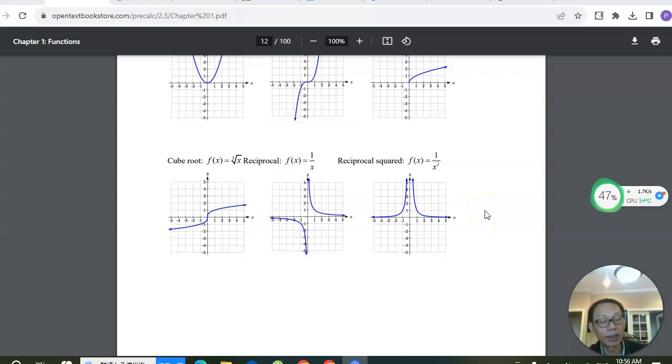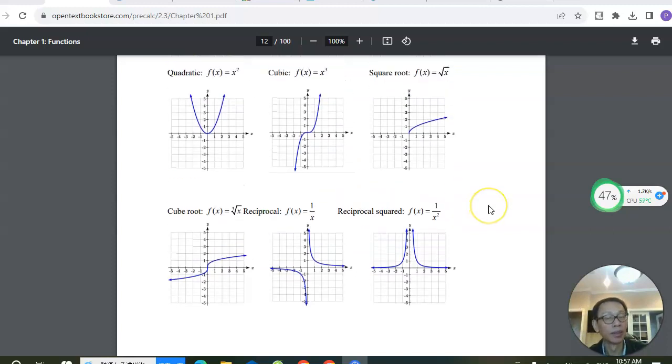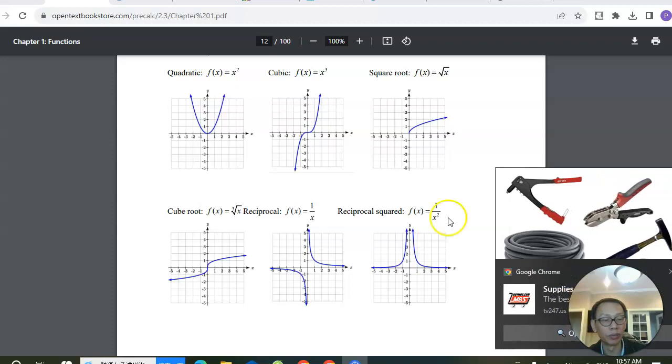Okay, so I want you to understand how these lines, why this function has these kinds of lines. Then you can understand how to do your homework. Okay.